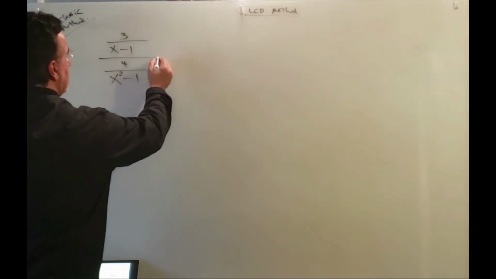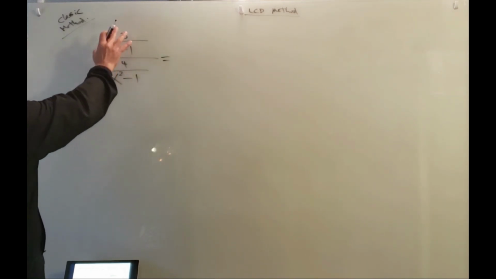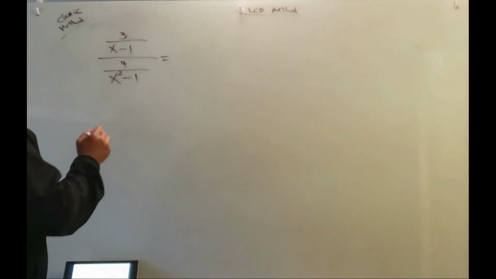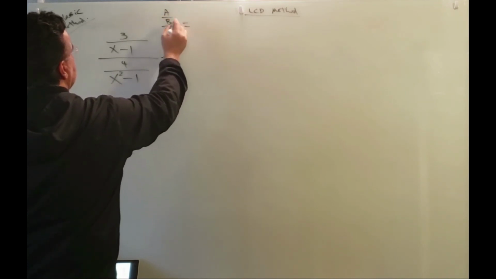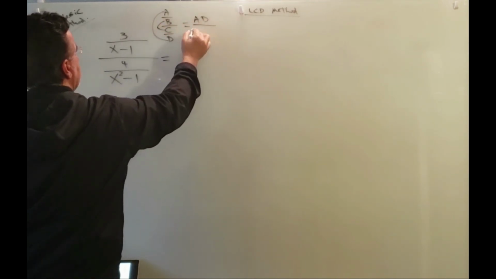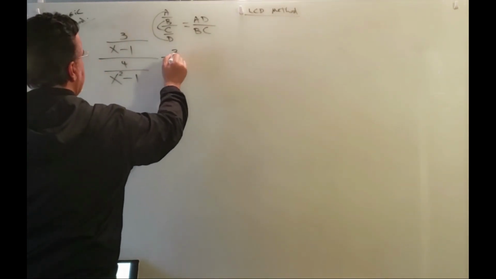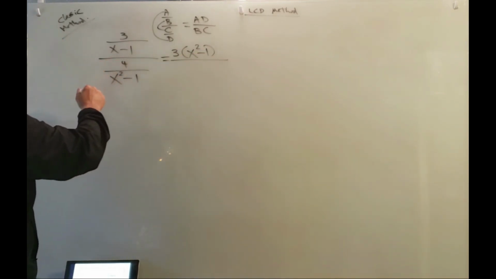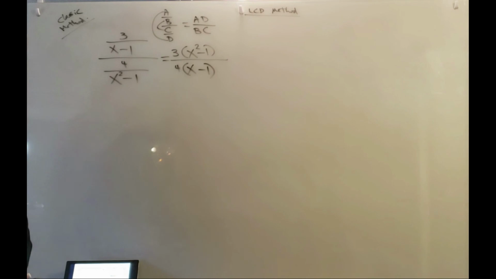Okay, I hope you're back after your attempt. Notice that for the classic method, we do have just one fraction over one fraction, right? So we can use our A over B over C over D shortcut. Remember, A over B over C over D equals what? Outer product AD over inner product BC. So the outer product here is going to be 3 times x squared minus 1. And the inner product here is going to be 4 times x minus 1, right?